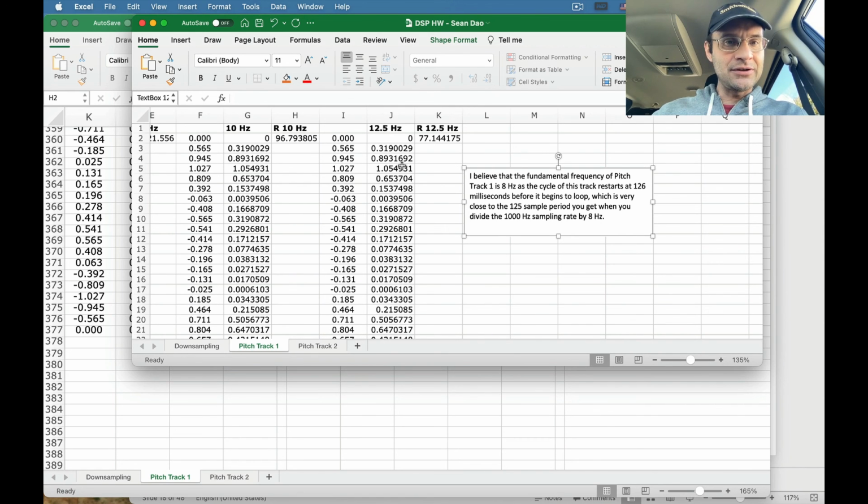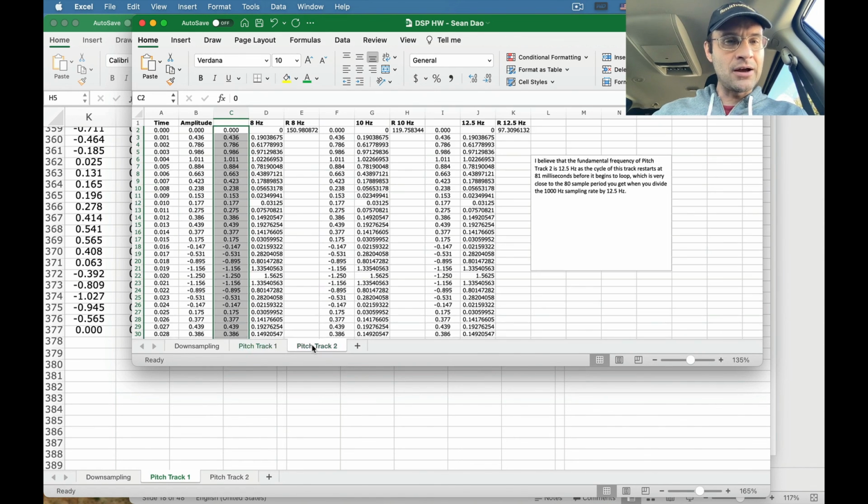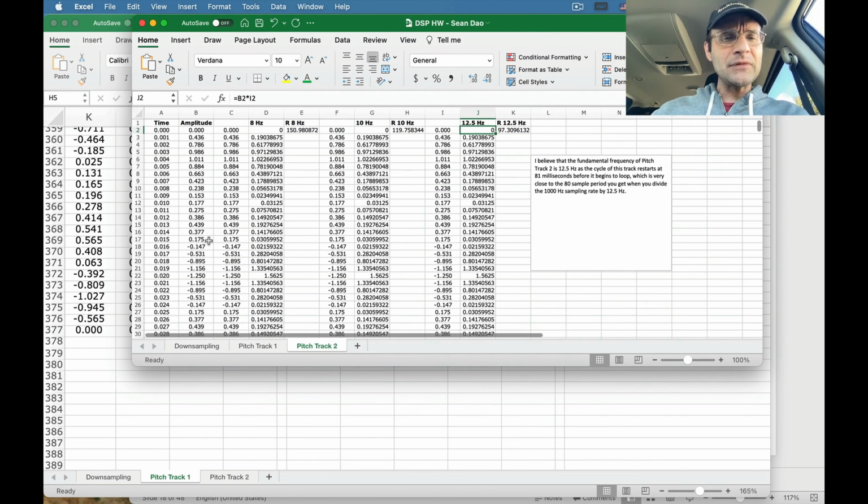Over here, he just didn't quite do it exactly the right way, and that winds up costing him for the second mystery wave, where he gets a bigger R value for the 8 hertz and the 10 hertz than he does for the 12.5 hertz. And that's kind of the moral of the story.